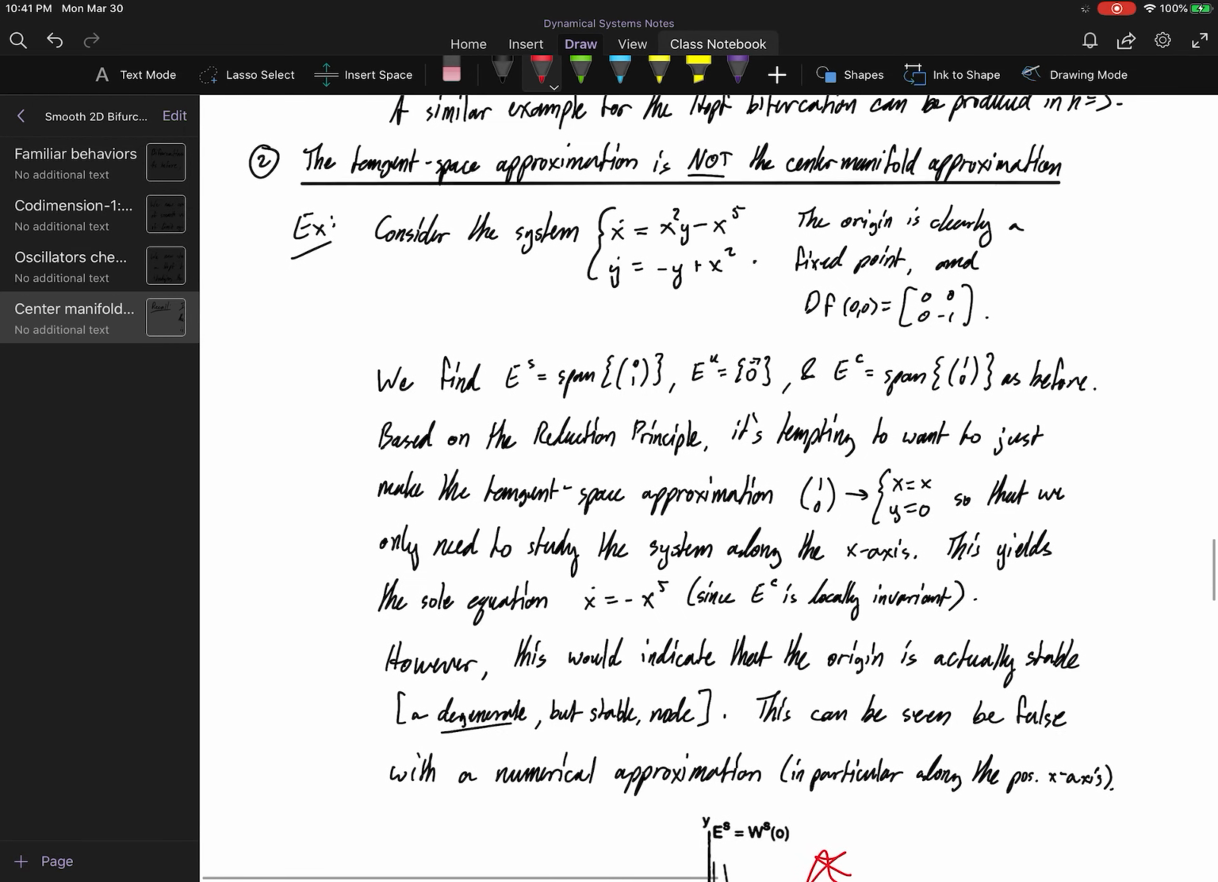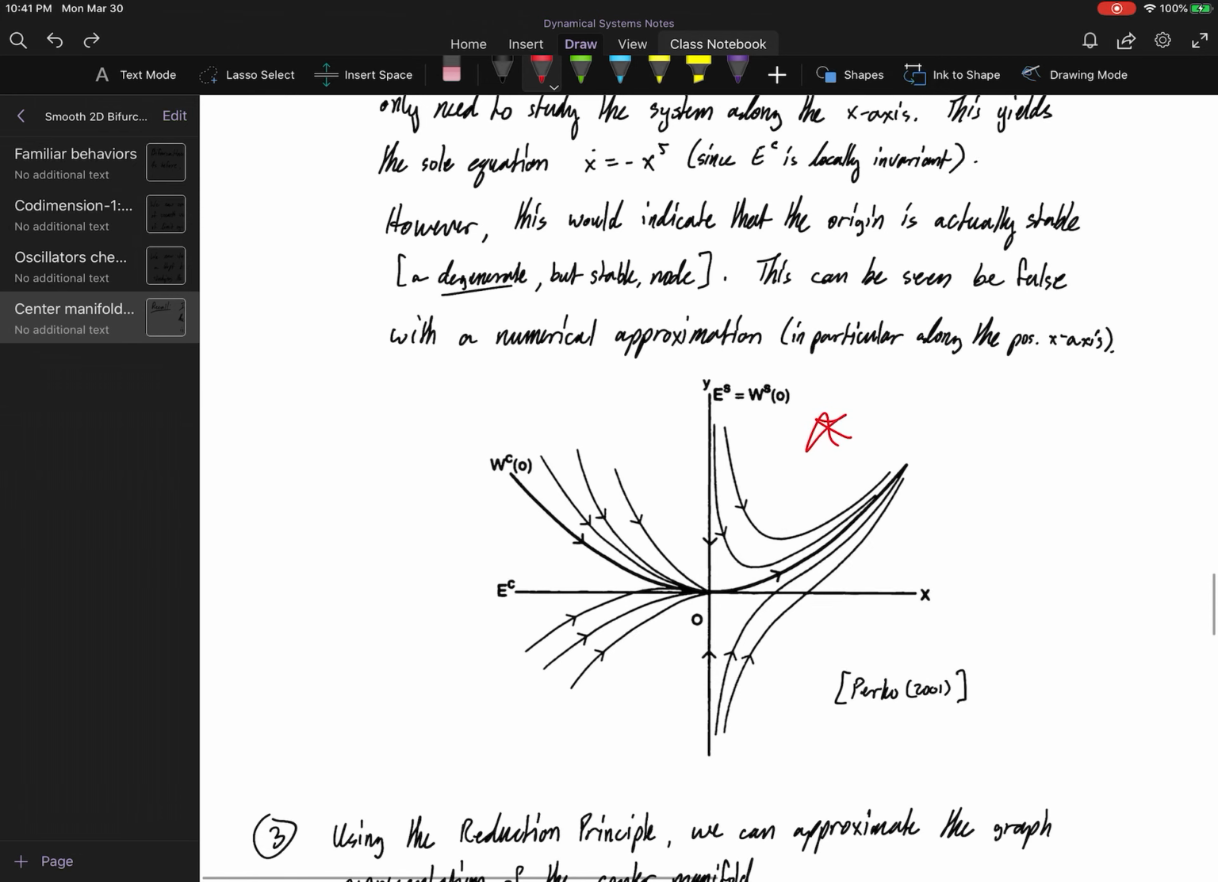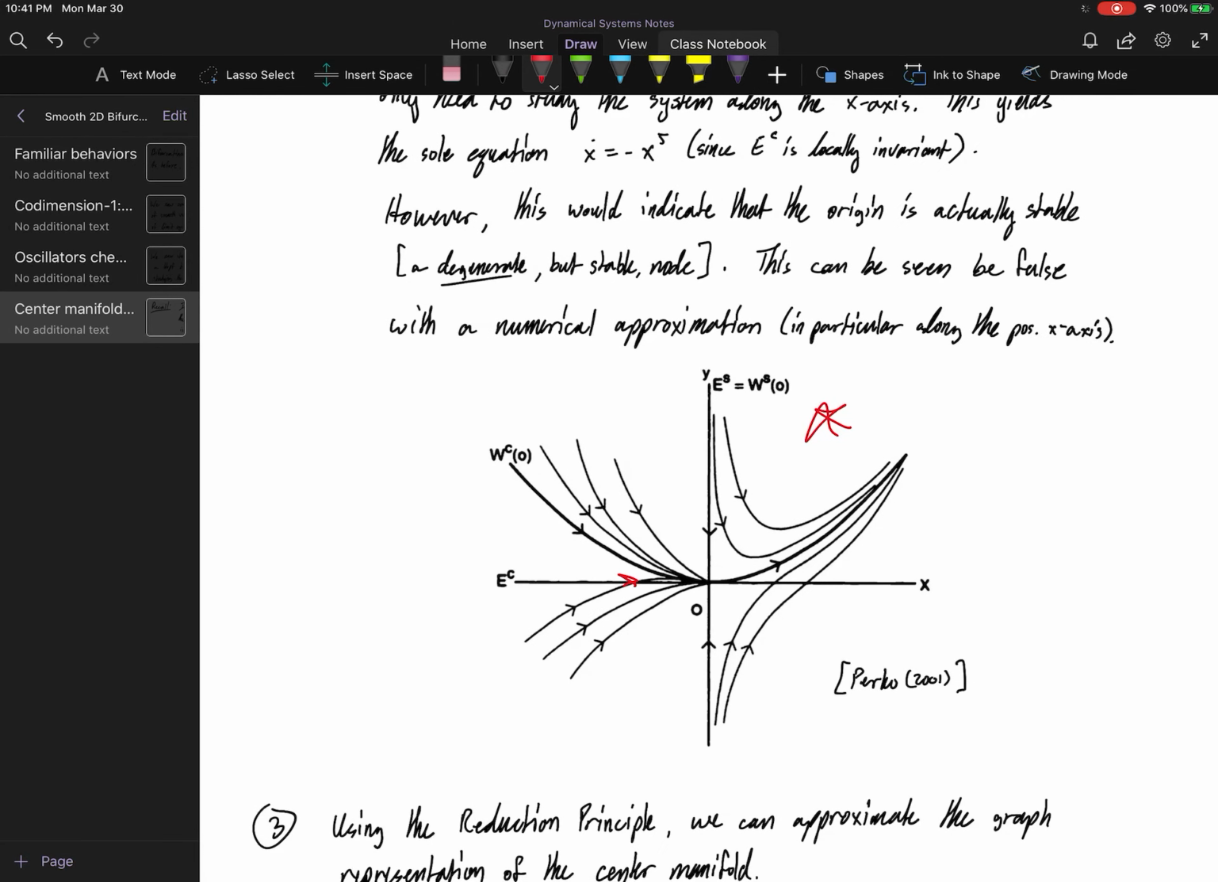But I digress. This is the original nonlinear system up top here, and you can see we are coming in from the left, but going out from the right. So this actually behaves more like a saddle node than it does a stable node. So the approximation with the tangent space is a bad idea. You don't want to use that because it's just flat out wrong in many cases. The vast majority of them, in fact.